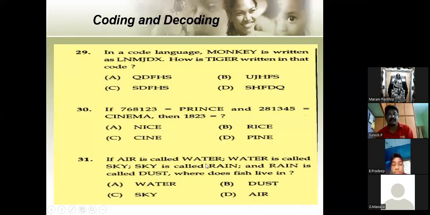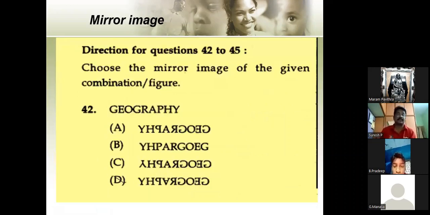So simply you can say, the fish lives in air. Correct? You have to identify those things. This is the most important. This is called coding and decoding.